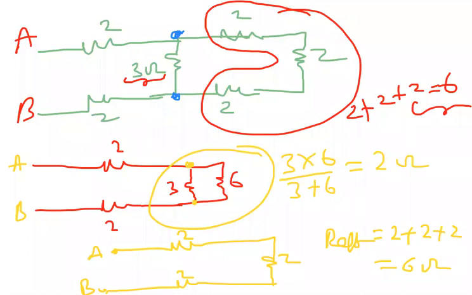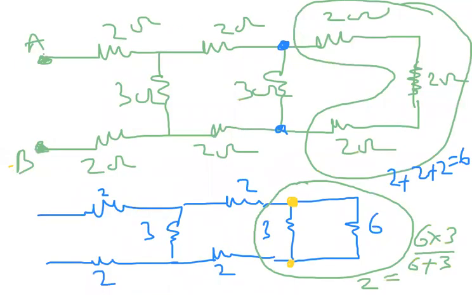Let us observe what we did here. First of all, in the question they mentioned like this: 2, 3, 2, 2, 3, 2, and the last one 2, 2, 2, 2. These 2, 2, 2 we can call series. We can't call 2, 3, 2 series because there are other branches here. The current coming from here will divide, so we will not get the same current. The same current will not enter from the 2 ohm to the 3 ohm because the current divides. So we can't call this series, but we can call the ending one series.